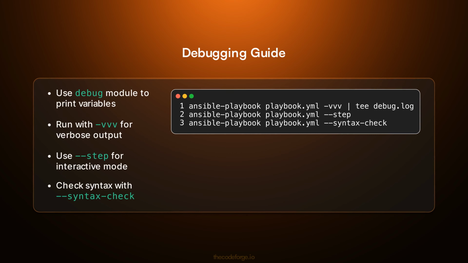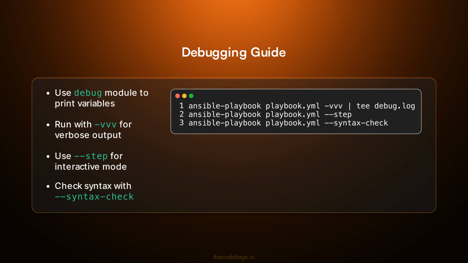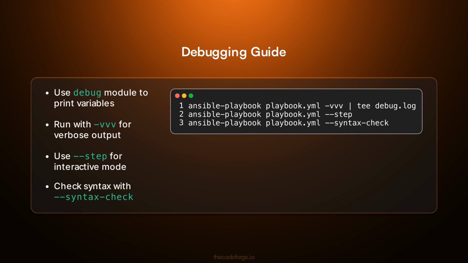To debug conditionals and loops, use the debug module to print variables. Run with -vvv to see evaluated conditions. Use --step to confirm each task interactively, and --syntax-check to catch syntax errors.